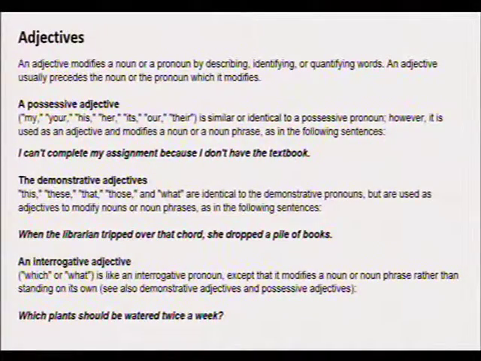An interrogative adjective means when you interrogate someone, you want to find out, you're asking which and what. It is like an interrogative pronoun, except that it modifies a noun or a noun phrase rather than standing on its own. For example, which plants should be watered twice a week?